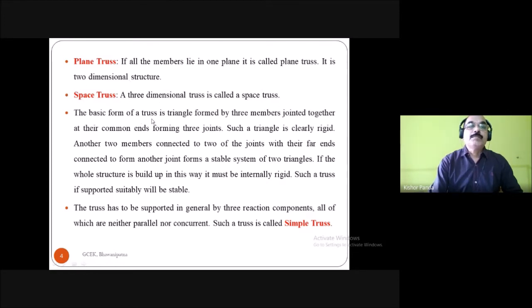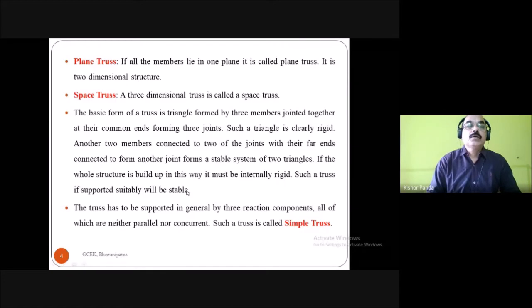The basic form of a truss is a triangle. You know already. So the basic form of a truss is a triangle formed by three members joined together at the common ends, forming three joints. Such a triangle is clearly rigid. Another two members connected to two of the joints with their far ends connected to form another joint form a stable system of two triangles. If the whole structure is built up in this way, it must be internally rigid. Such a truss, if supported suitably, will be stable.